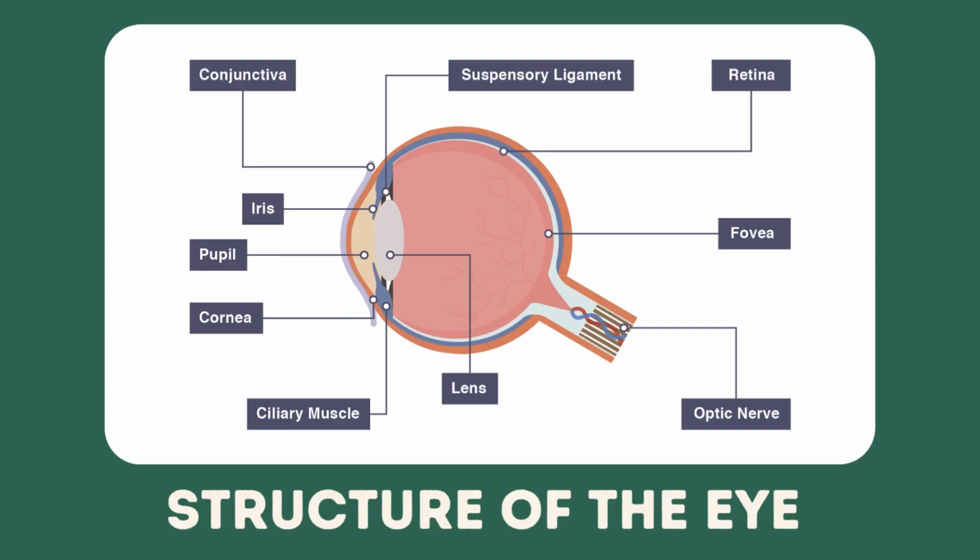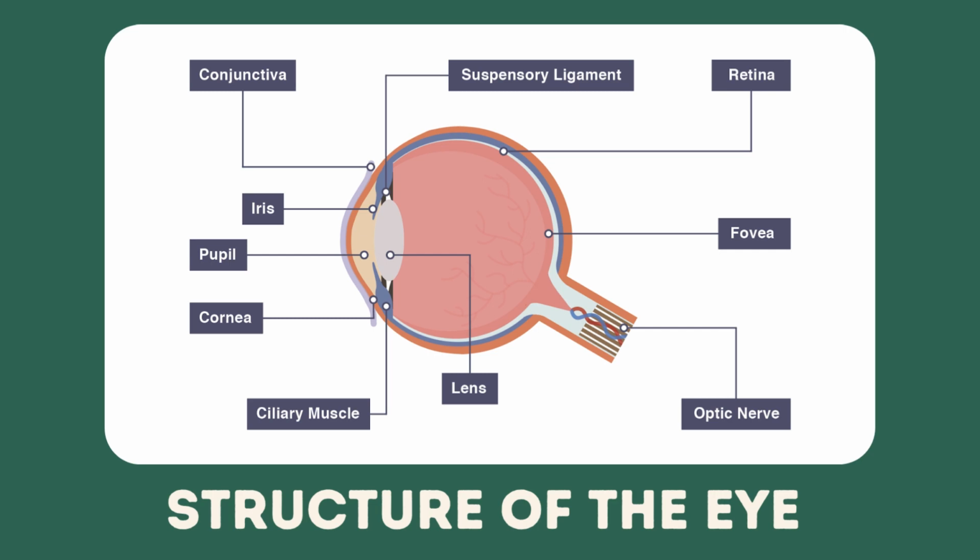Moving on to the structure of the eye. Now, the cornea is a transparent outer layer that is found at the front of the eye. Its function is to refract or bend light into the eye. The iris contains muscles that allow it to control the diameter of the pupil. The pupil is the hole in the middle, and therefore the iris can control how much light enters the eye. The lens function is to focus light onto the retina.